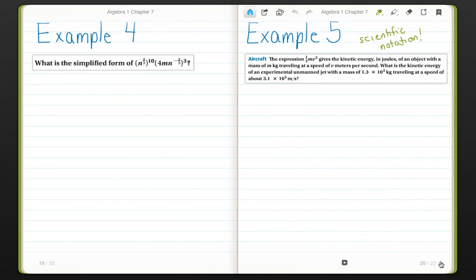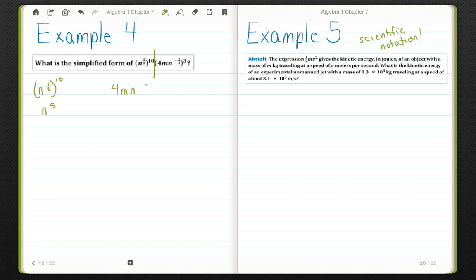All right, example 4. What is the simplified form of n to the 1/2 to the 10th times 4mn to the -2/3 to the 3rd? Okay, so there's kind of a lot going on here. The first thing we need to do is to break this into its pieces and deal with the exponents first. So n to the 1/2 raised to the 10th is n to the 1/2 times 10, or n to the 5th. Okay?